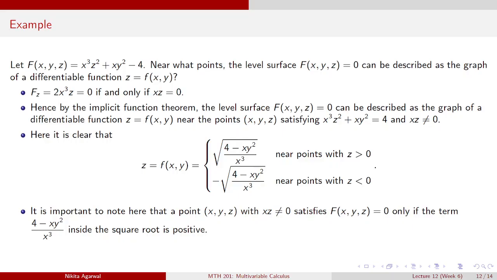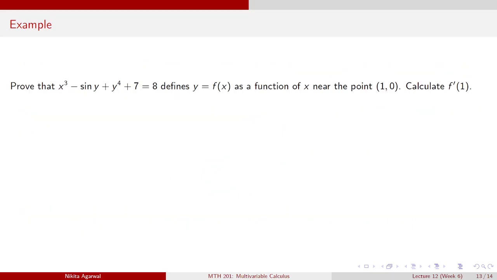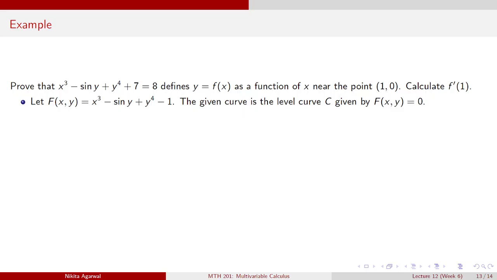Okay. So now let us look at another example. Prove that x cube minus sine y plus y to the 4 plus 7 equal to 8 defines y equal to f(x) as a function of x near the point (1, 0) and calculate the derivative at that point. So here what is capital F?